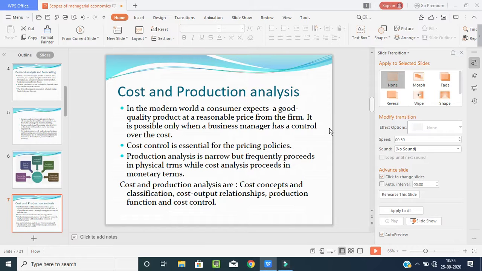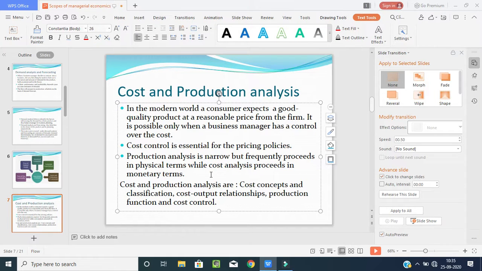Now, production analysis is narrow, but frequently it proceeds in physical terms, while cost analysis proceeds in monetary form. See, cost control totally depends on monetary forms, whereas production analysis comes towards the physical terms. Production analysis means how the product should be made: whether the laborers manufacturing it are skilled or not, whether skilled design engineers are there or not, whether the packing is good or not, and whether the methods, techniques and policies they are using are of good quality or not. These are the analysis of the production.